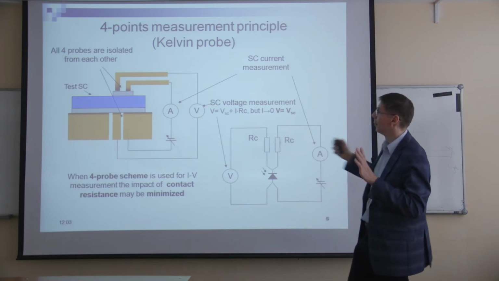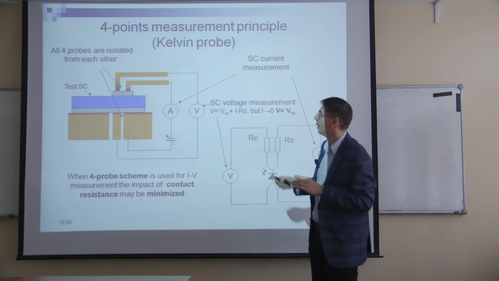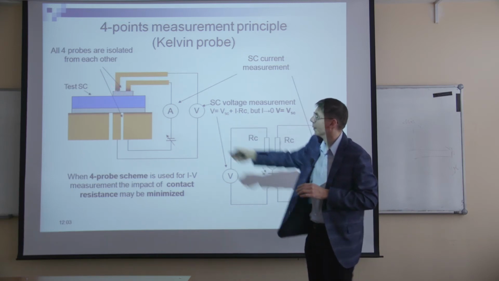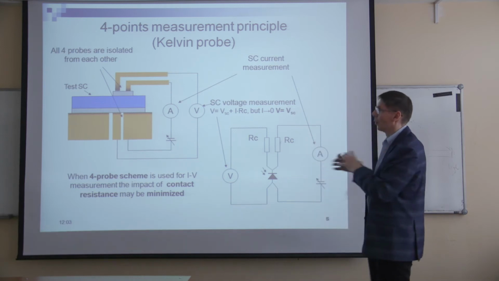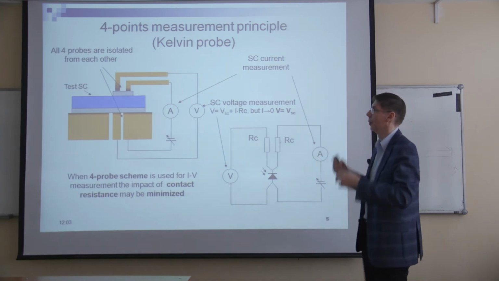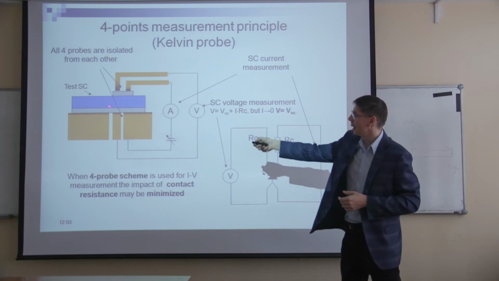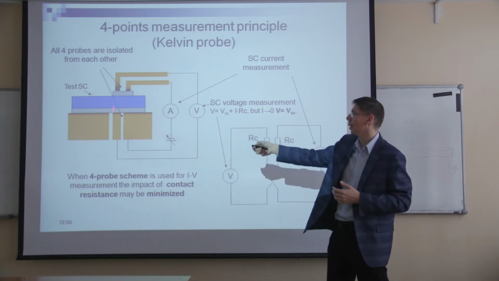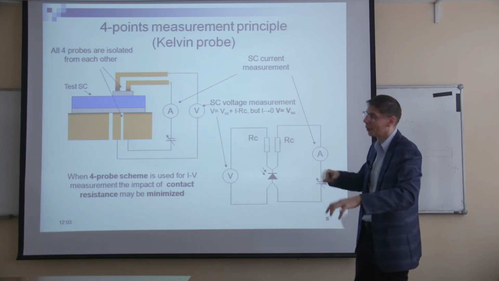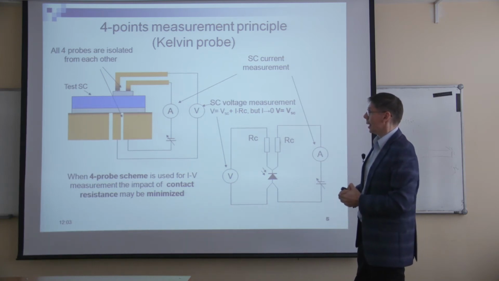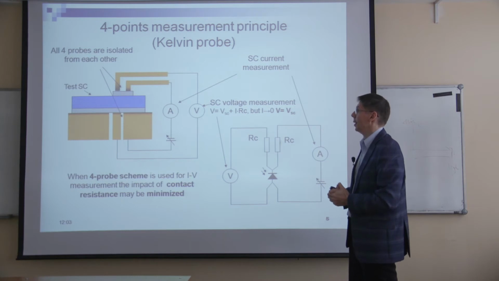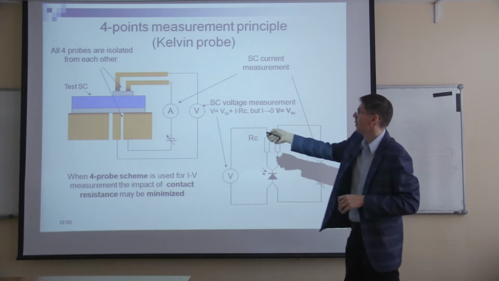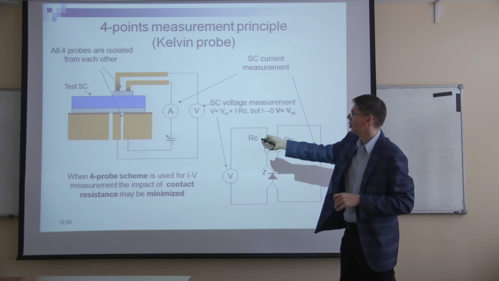So you have no connection here. You have only a connection via some contact, some metallization. And the same with another part, I mean, for example, it could be a bottom contact, it could be another contact. And you have 2 separate circuits. The first circuit is a circuit of the current measurement.